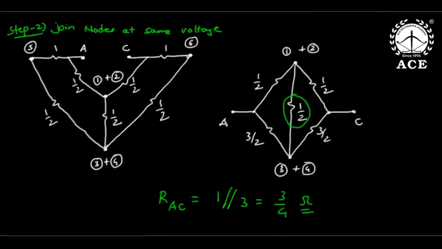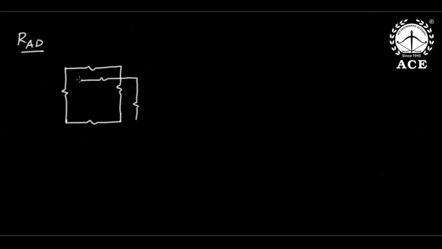Okay, that is wonderful. Now let us go to the next bit, like RAD. Now see, same network. Observe now what is RAD. Of course, all are 1 ohms. I'm not writing it, but it is understood all are 1 ohms.